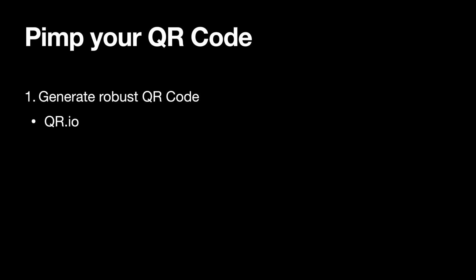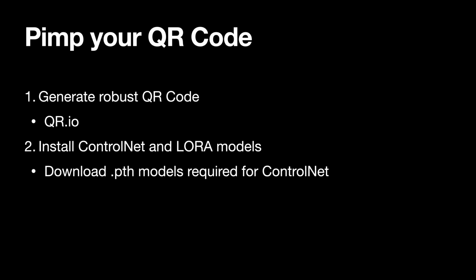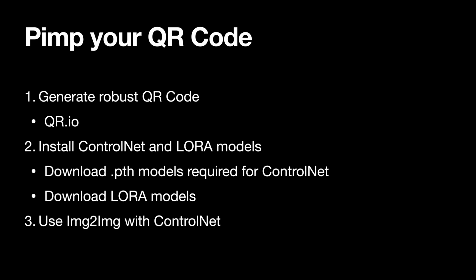First of all, we're going to generate a robust QR code. We'll then install ControlNet and some LORA models, if you haven't done so already. We'll install them into an existing Automatic 1111 setup, which we won't go into detail here how to set up because there's so many good tutorials already out there. And the third and most important step is actually using the image-to-image functionality combined with ControlNet. And we'll need to apply very specific settings to make it all work.